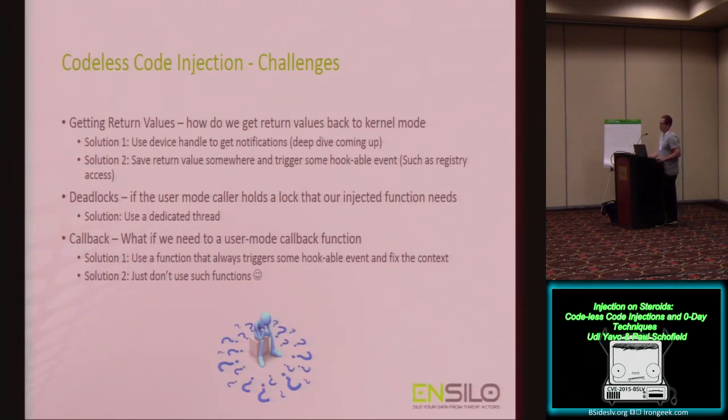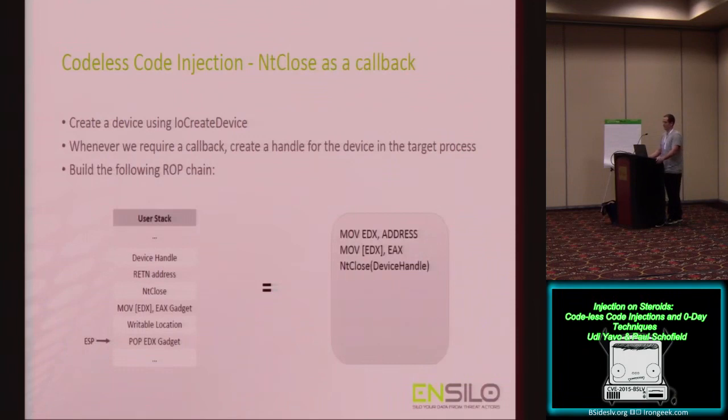Another issue is what if we need to use a user mode function that requires a callback as a parameter. So one possibility is just not to use these functions. We didn't need to use such functions for the demos we did, and we still were able to do almost everything. If we had to do it, we would probably use the method I mentioned earlier, and we'll trigger something that's hookable, like registry access, file access, or something like that, and then restore the context accordingly.